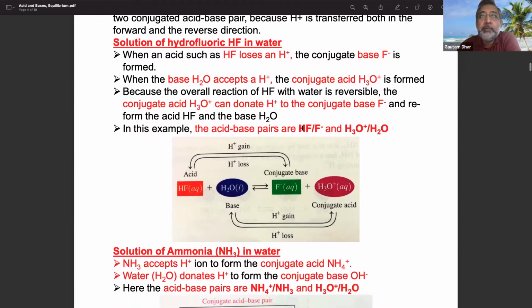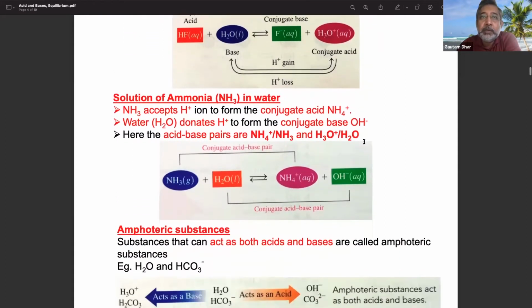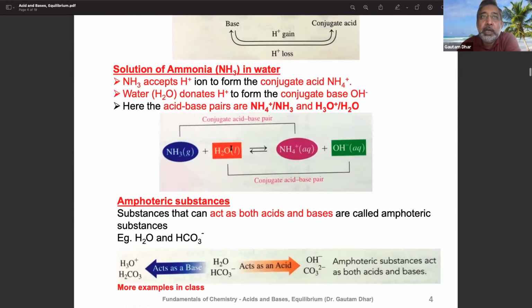So in this example, the acid-base pairs are HF, F-. You write the acid part first, and then the base part, with a slash. Now, a solution of ammonia in water, we discussed that previously. So ammonia and ammonium ion are pairs. Similarly, water and OH- ions are a conjugate acid-base pair.